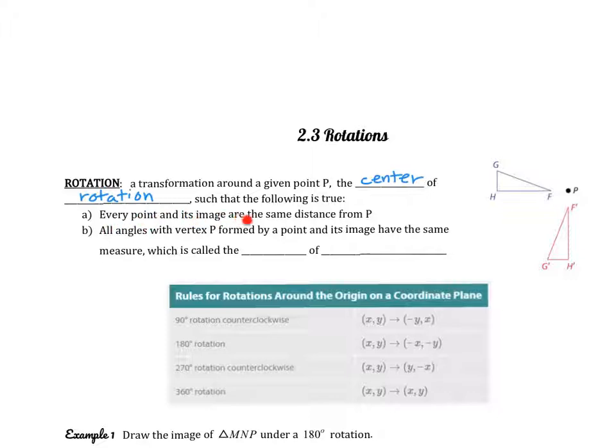Every point and its image are the same distance from P. So if I measured from F to P and F prime to P, that would be the same distance, and the same for G and G prime, H and H prime. The second thing that must be true is that all angles with vertex P formed by a point and its image, let me show you what that looks like. That looks like this. From F to P to F prime, those will all be the same. You could do the same thing from G to P to G prime, and that angle measurement is called the angle of rotation.